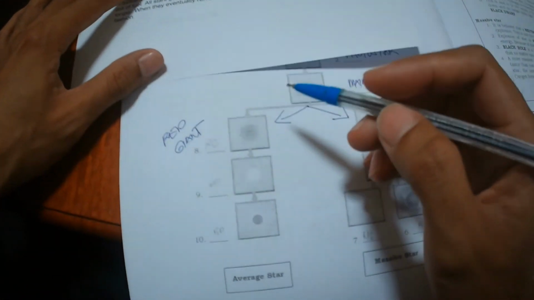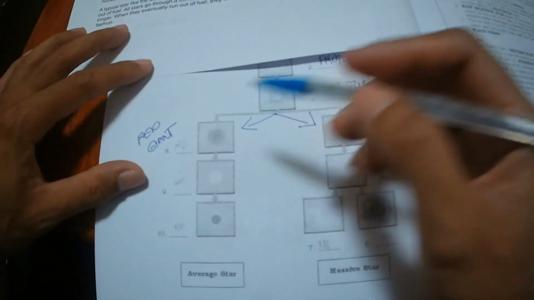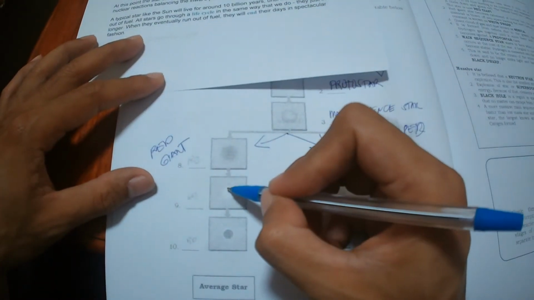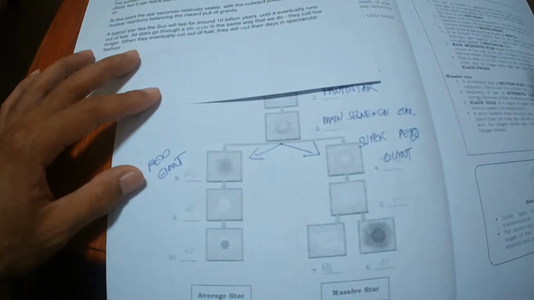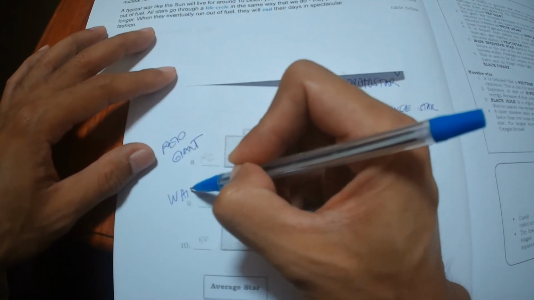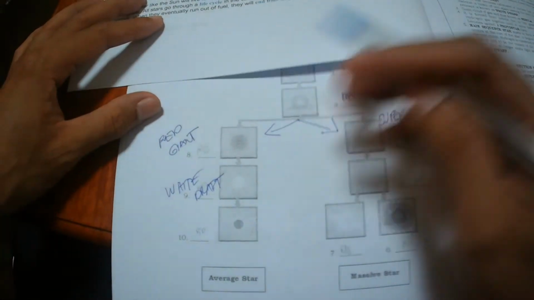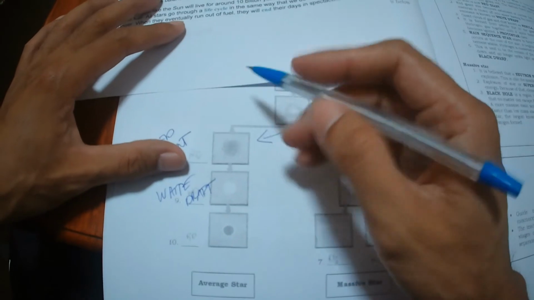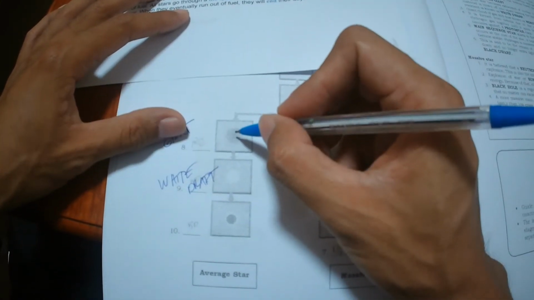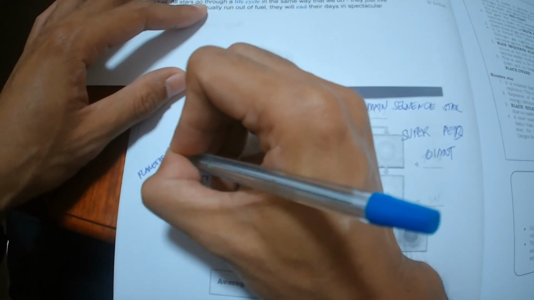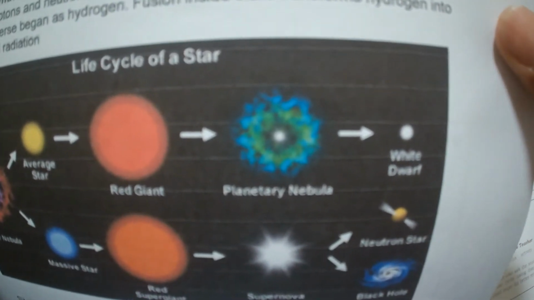Tapos, yung red giant na star, may kulang dito eh. Bago ito, white, yung red giant, magiging white dwarf star siya. White dwarf. This is as per the illustration here in the module. Pero bago maging white dwarf, yung red giant, nagiging planetary nebula muna siya. Planetary nebula. Yan. So, paano ba yung planetary nebula?